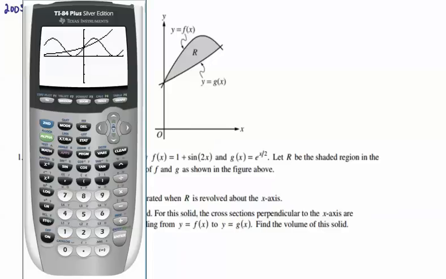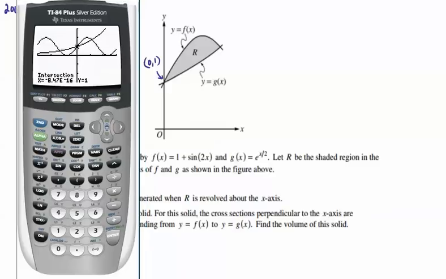Alright, so we can see the area between the two curves in the first quadrant that we're interested in, and I'm going to find my points of intersection. Second calc, option 5 for intersect, and the first curve is the sine curve, second curve is the exponential curve, and we get essentially that x equals 0. It's -8.47 times 10 to the -16th. So that's the point 0, 1.